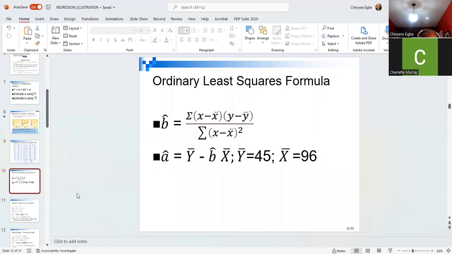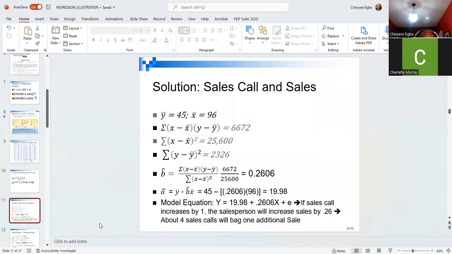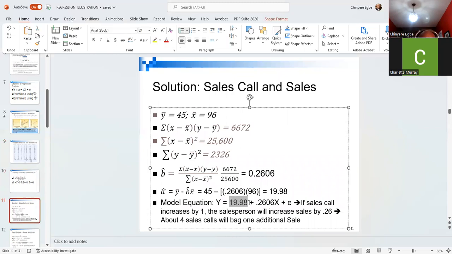But it simply says in this equation that a salesperson who doesn't make any sales call will sell about $19,000 worth of goods. And for every call they make, on the average, they make an extra $260 worth of sales. If you multiply the number by 1,000, since this represents thousands of dollars.